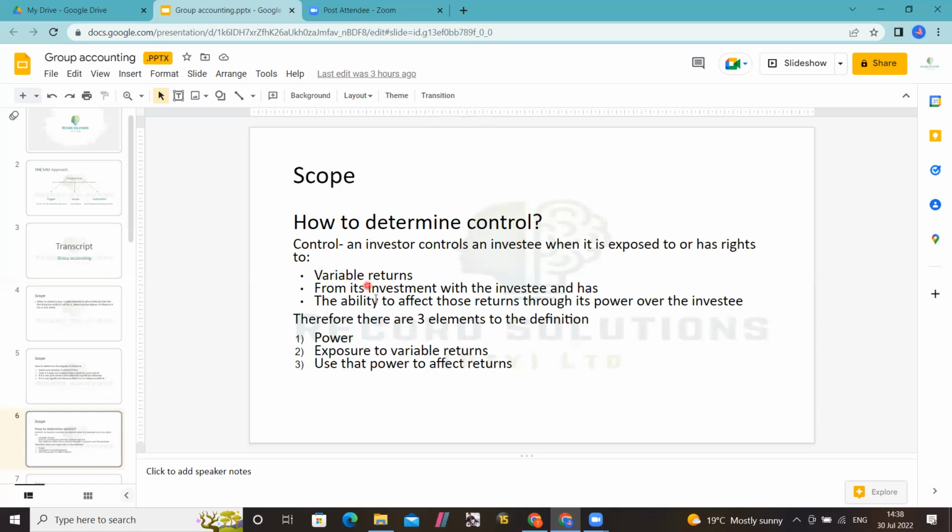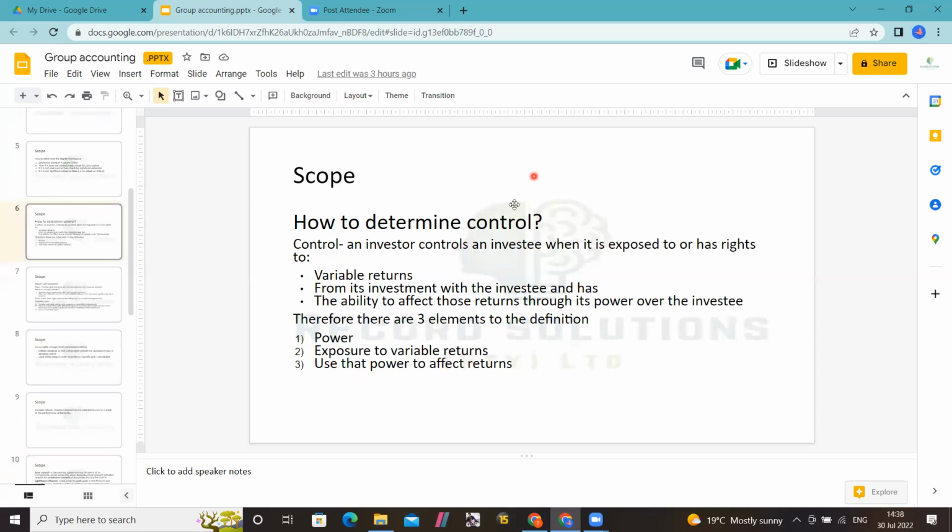So do you see, from its investment to the investee? That's the last element. The first one is power, and power is the first and also the most important one. You'll see the majority of the marks for identification purposes for control will come from power. These two will get maybe a maximum of around 4 to 5 marks in total, but the majority of the marks come from power. So we have to know what is power.